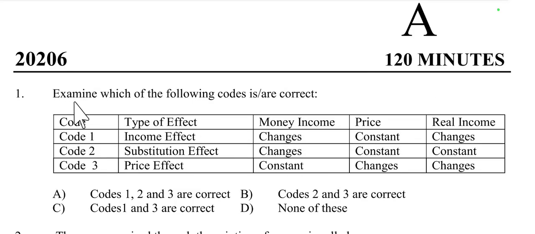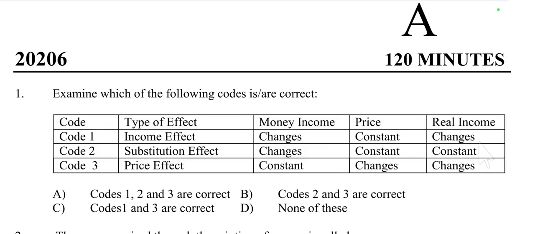Here, question number 1. Examine which of the following codes is or are correct. Here are given codes 1, 2, 3 for types of effect: money income, price and real income. First one is code 1, income effect. In income effect, money income changes, price remains constant and real income changes.